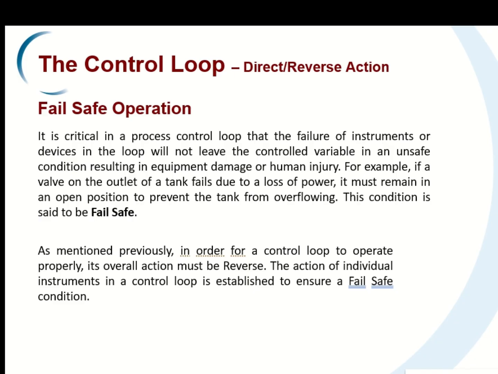Then similarly, in this same direct and reverse action, there are fail-safe operations. It is critical in the process control that the failure of an instrument or device in the loop will not leave the control variable in an unsafe condition, resulting in equipment damage or human injury. For example, if a valve at the outlet of a tank fails due to the loss of power, it must remain in an open position to prevent the tank from overflowing. Okay, this condition is said to be a fail-safe position.